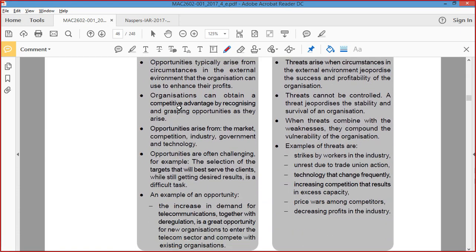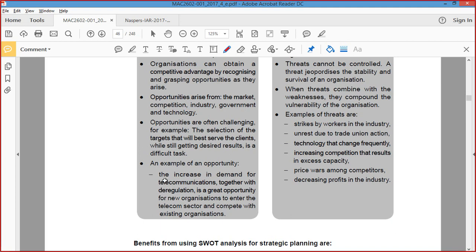Opportunities also, the ones here are quite general. They talk about things like deregulation. Obviously, if government deregulates certain industries, that's going to create opportunities. Regulation isn't always good. It is good in some instances, but bad in others. It can hamper growth and creativity if everything is being regulated. Then you've got threats: strikes, unrest, technology, etc. So again, very generic.